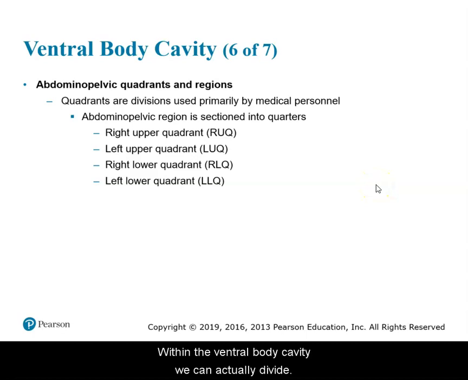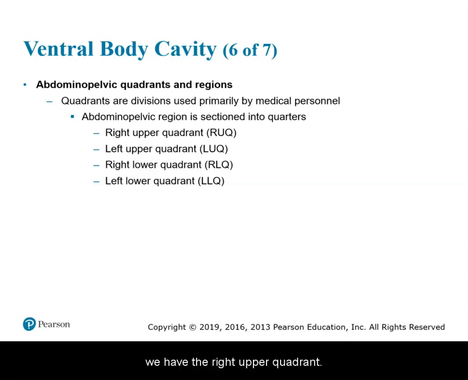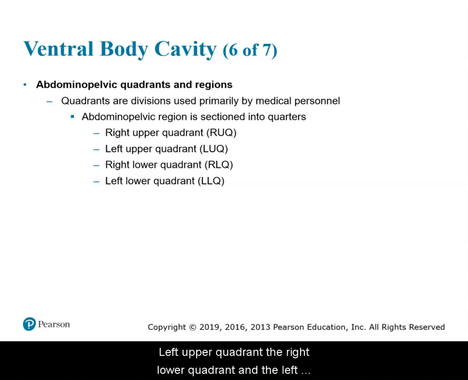Within the ventral body cavity, we can actually divide our abdominopelvic region into quadrants and regions. Quad means four, so we can divide the abdominopelvic area into four areas, or quarters. The abdominopelvic region is divided into four quadrants: the right upper quadrant, the left upper quadrant, the right lower quadrant, and the left lower quadrant.